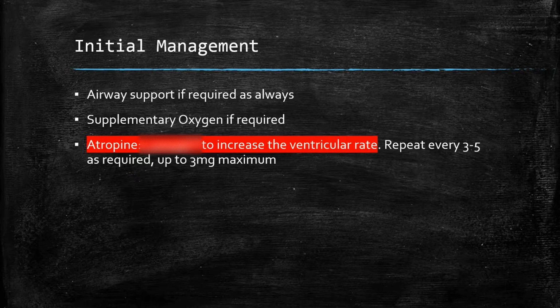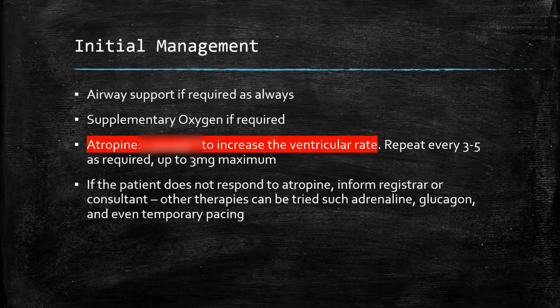We use atropine 500 micrograms IV to increase the ventricular rate to overcome bradycardia. Delivery of atropine can be repeated every 3 to 5 minutes, if not successful, up to a maximum dose of 3 mg. If this does fail, senior help is required. So at this point you would consult the consultant or the registrar.